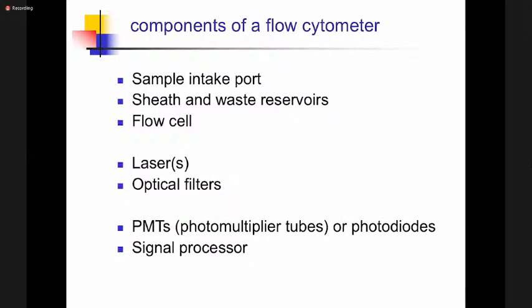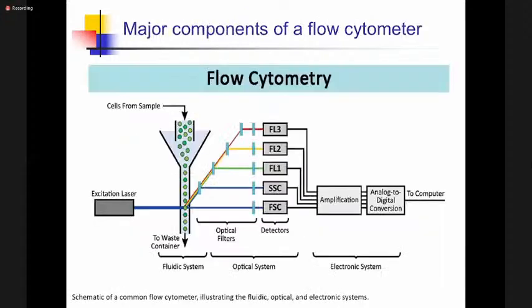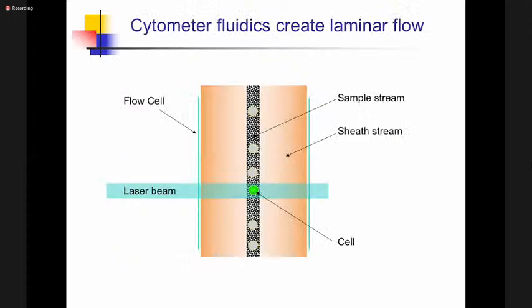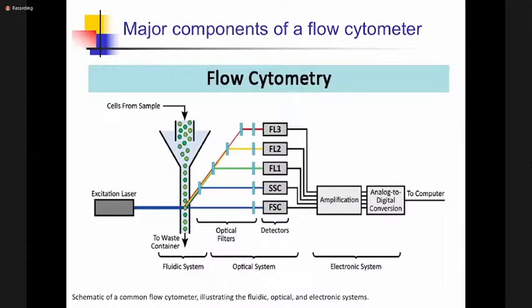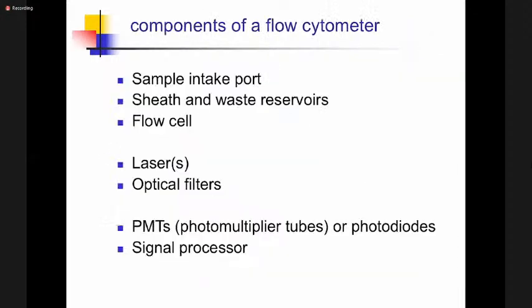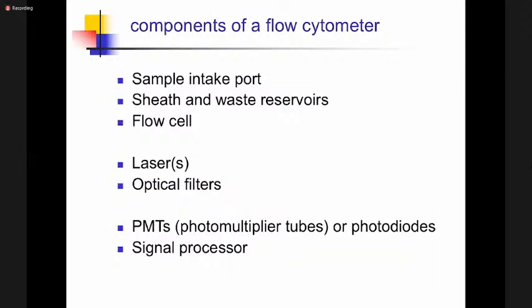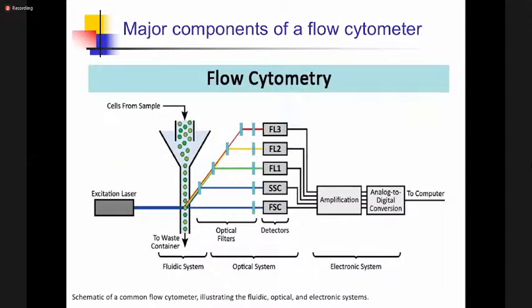So the components of a flow cytometer, as I mentioned: you have the sample intake port, which we've seen here. You have the sheath and the waste reservoir, which you've seen down here, the waste going to the waste container. Then you also have the flow cell, where you are seeing the cells from a sample. Then you have the laser. I've shown you here the excitation laser, which is challenging the cell.